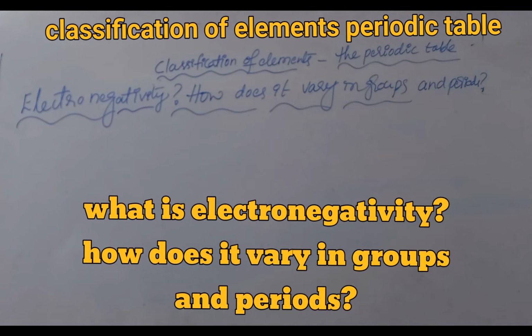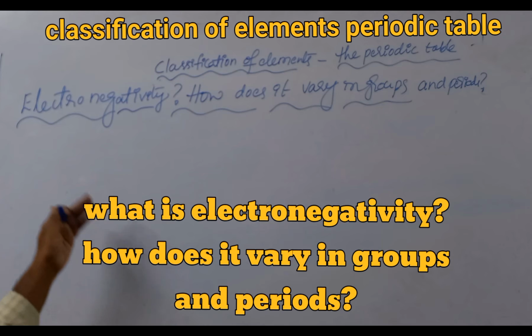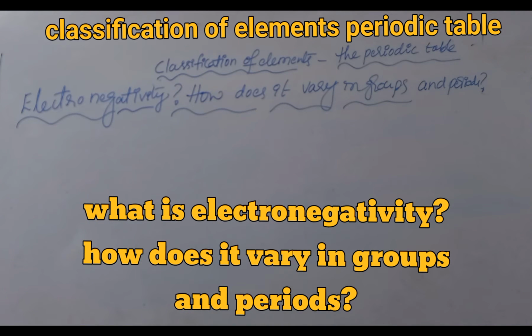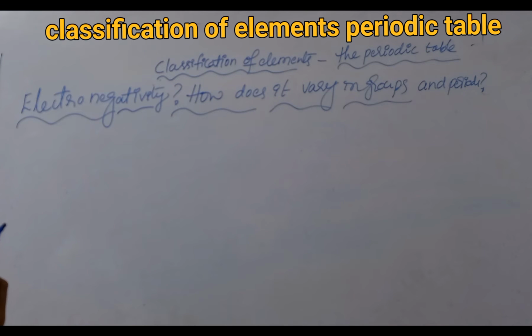Classification of elements and the periodic table. So our topic is electronegativity. What is it, and how does it vary in groups and periods, students? In the previous videos we explained atomic radius, ionization energy, electron affinity, and the variation of those properties of elements in the periods and groups. So now, what is electronegativity and how does it vary in groups and periods?